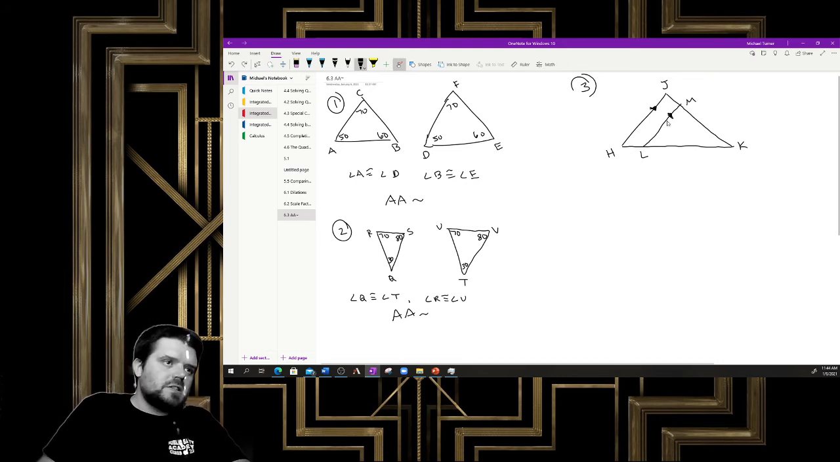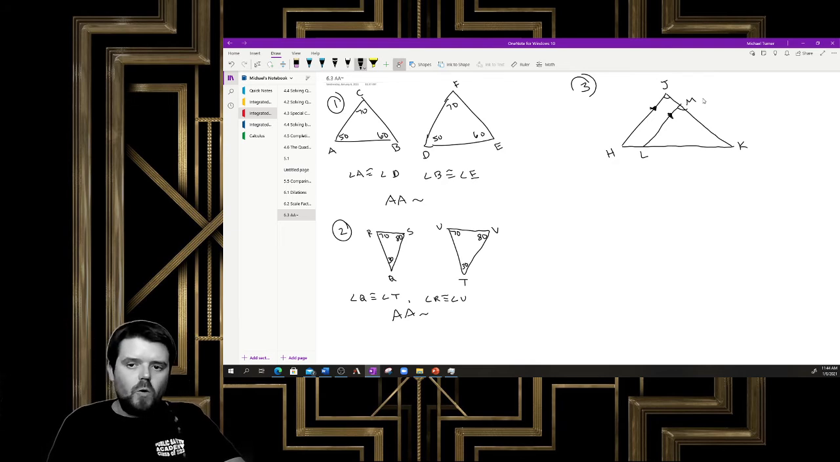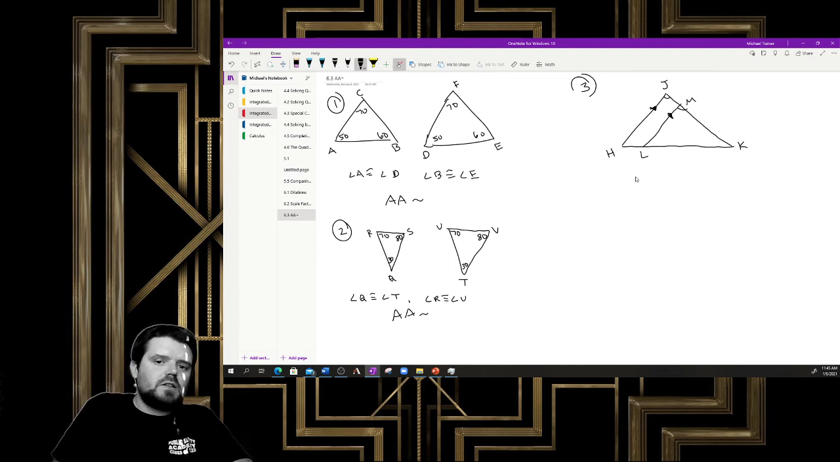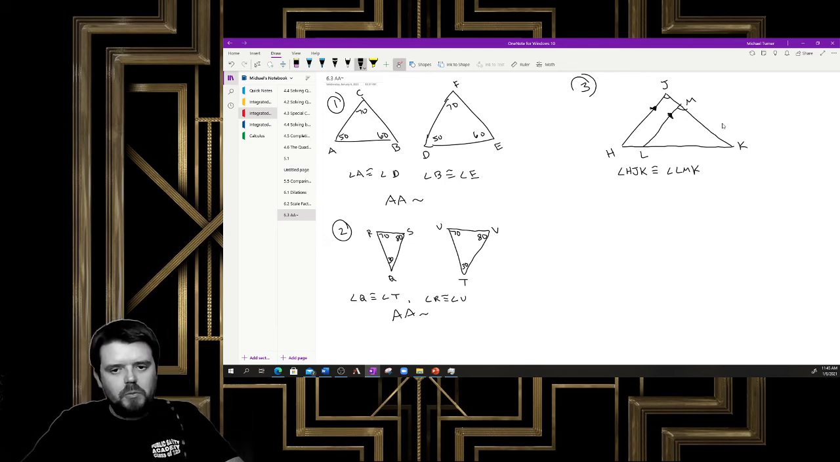So because these two lines are parallel, these angles here, HJM and LMK, those are corresponding angles, and therefore they are congruent. So if I wanted to show that these two triangles are similar, then I would need to write that as a statement. Angle HJK is congruent to angle LMK. If you're doing a two-column proof, I would ask, well, how do you know that? And you would tell me, because they're corresponding angles.